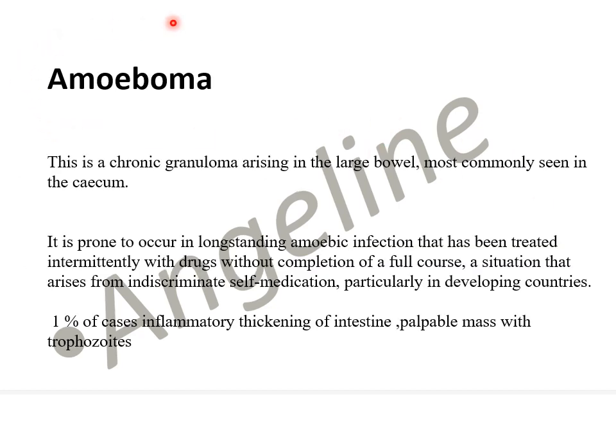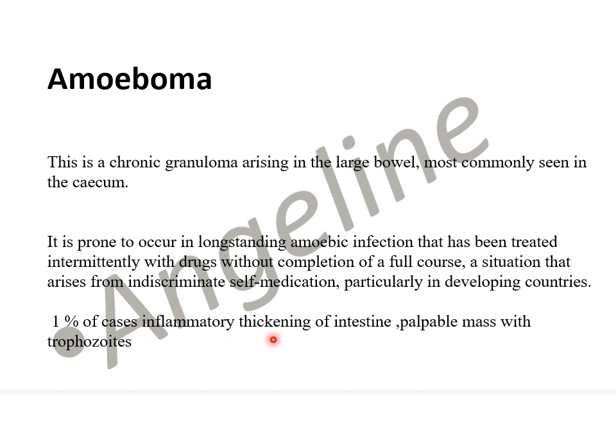Now there's something known as an ameboma. Apart from the asymptomatic state, apart from colitis, which can be acute and chronic, and in the acute can be mild, moderate, and even fulminant, you can have something known as an ameboma and the extraintestinal sites. This is a chronic granuloma arising in the large bowel, most commonly seen in the cecum. It is prone to occur in long-standing infection that has been treated intermittently with drugs without completion of a full course.